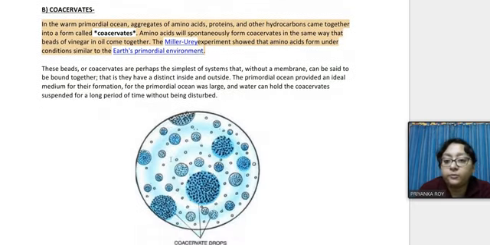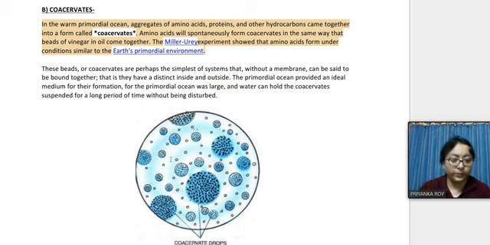Now, what are coacervates? In the primordial soup theory, we have seen that all these amino acids, proteins and hydrocarbons form aggregates when they come together. Coacervates are formed when amino acids spontaneously form droplet-like or round structures. These are bead-like structures without any membrane, and they are bound together, so they have a distinct internal environment and an external environment.